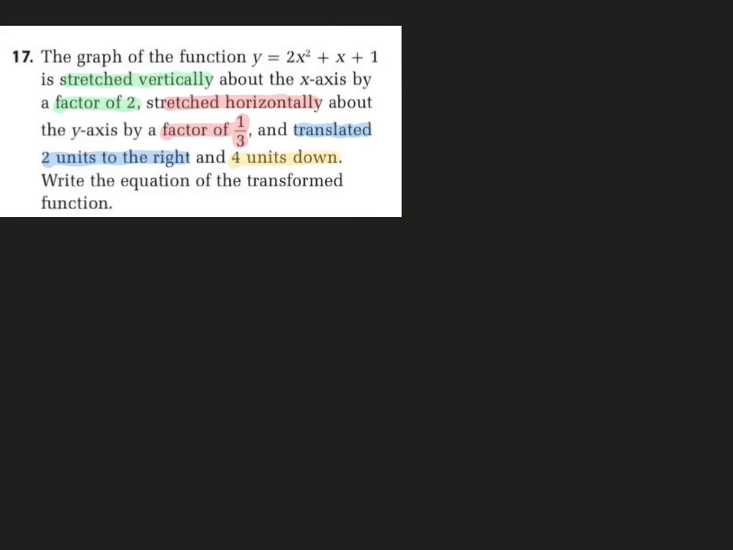Alrighty, let's take a look at this question. So we're given the graph of the function y equals 2x squared plus x plus 1. And we know that graph is stretched vertically about the x-axis by a factor of 2. Now, if something's stretched vertically, it's going to affect the y-coordinates on the graph. And this is where things get upside down and backwards, I like to call it.